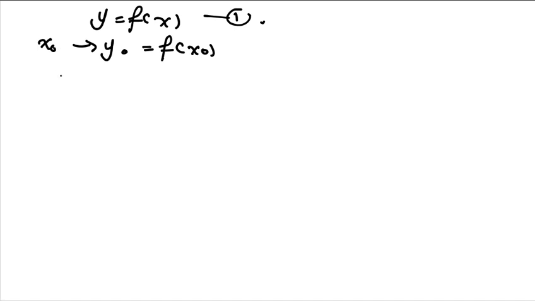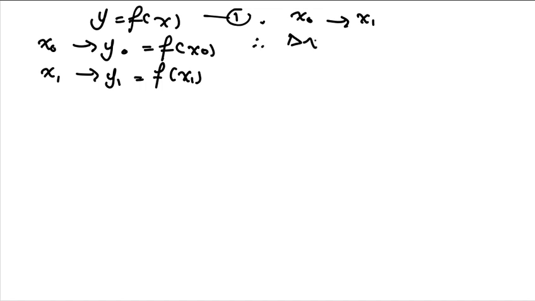Let's take another value of x. We call it x1. x1 can be transformed into y1 using the function in 1. That means y1 equals f of x1. So here, let's say the initial x is x0, the new x is x1. Let's say x changes from x0 to x1. So when x changes from x0 to x1, therefore we can have something like this.